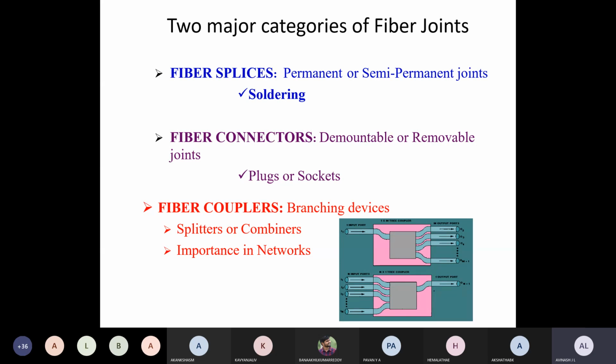So fiber splicing, what does that mean? It is something like what you people have seen in the lab. If you want to connect one thing to another, you take two metals and join them using the technique called soldering. Here also the same thing will be employed. If you do that, it is called fiber splicing. It gives permanent or semi-permanent joints. You can make a note of it. Fiber splices: permanent or semi-permanent joints.